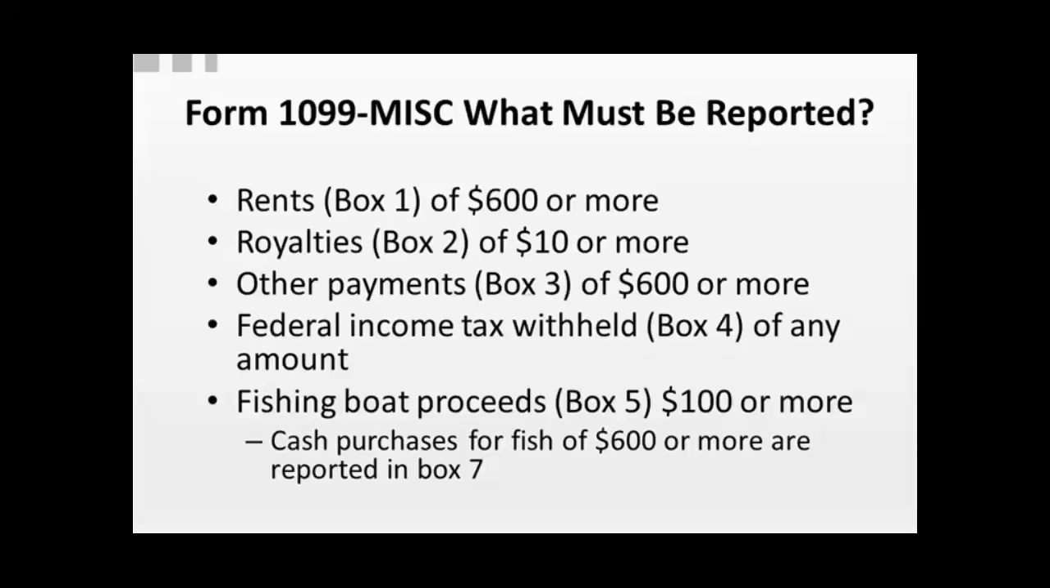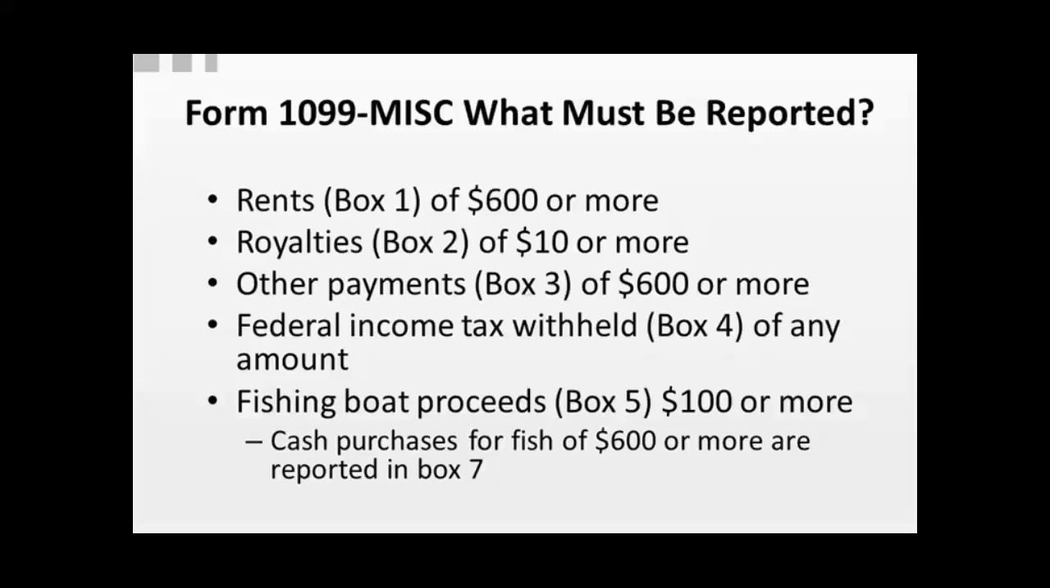Royalties in Box 2 of $10 or more. Generally, this is copyrights and patents, that sort of thing, but oil and gas type royalties can be reported there. However, they're generally coming through a pass-through entity of some sort, and in most cases in my practice, I've seen them on K-1s rather than on 1099 miscellaneous.